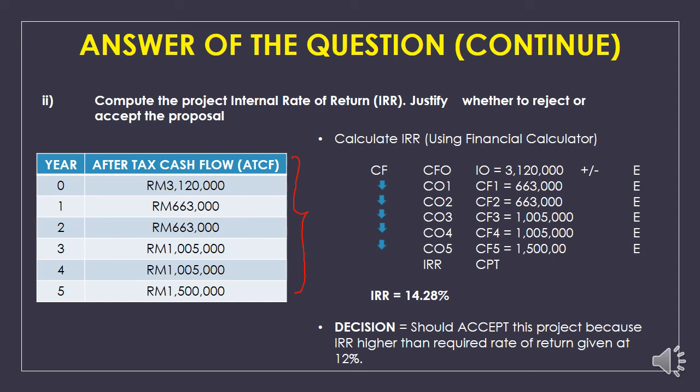So year 0 is represented by the cost of the project or NICF, net initial cash flow, amounting to 3.12 million. And then the cash flow under year 1 until year 4 is represented by NACF, which is net annual cash flow. The amount given here for year 1 until year 2 is 663,000. And then for year 3 until year 4 is 1.5 million. And then the last one, which is the cash flow at year 5, is represented by TCF, which is terminal cash flow, amounting to 1.5 million.